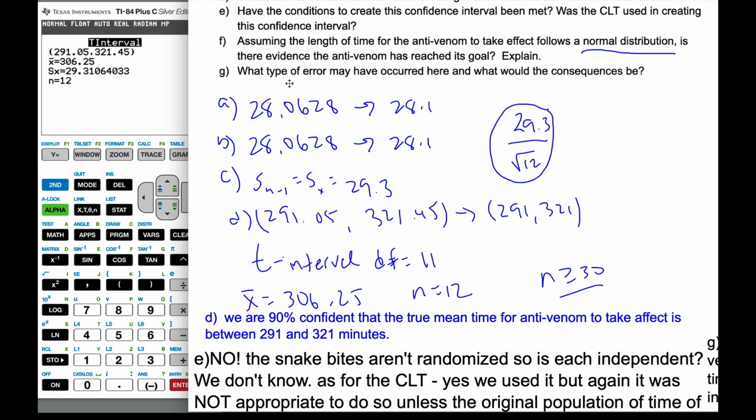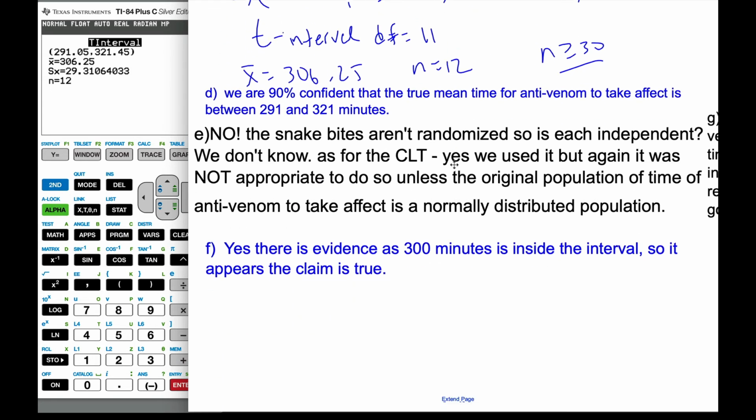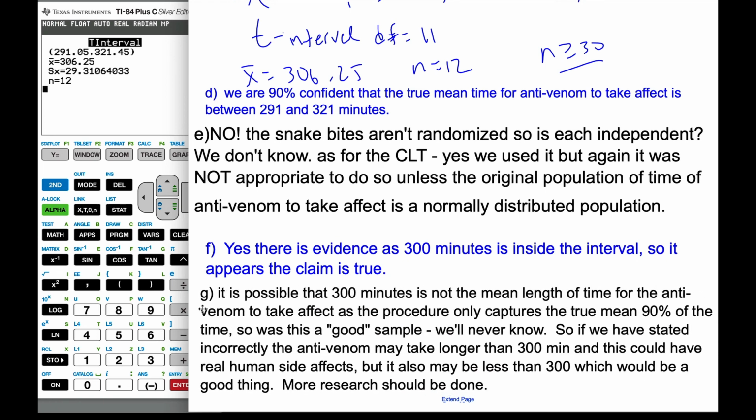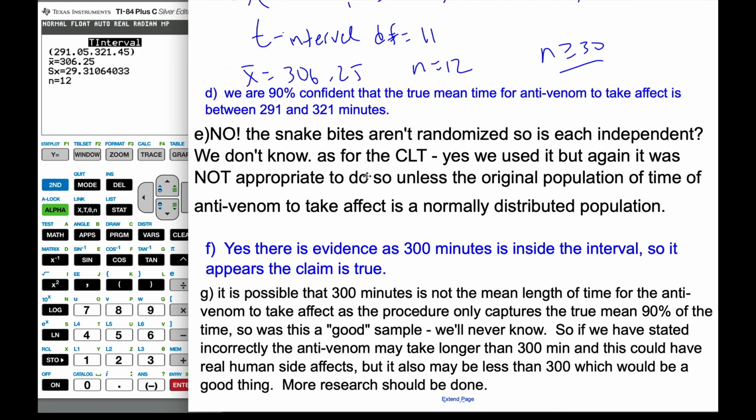And finally, what type of error may have occurred and what would the consequences be? Well, even though all our computations are 100% accurate, it is possible, this is a 90% confidence interval. So it is possible that 300 minutes is not actually the mean length of time, because it only works 90% of the time. And we don't know if this particular sample we got was one of the 10% that doesn't capture the true mean.